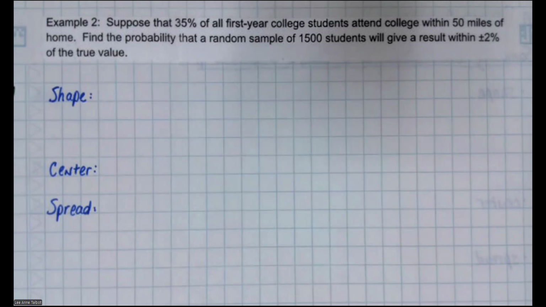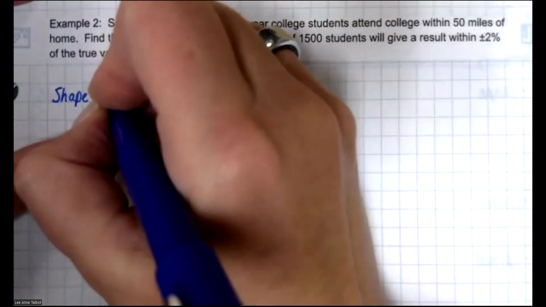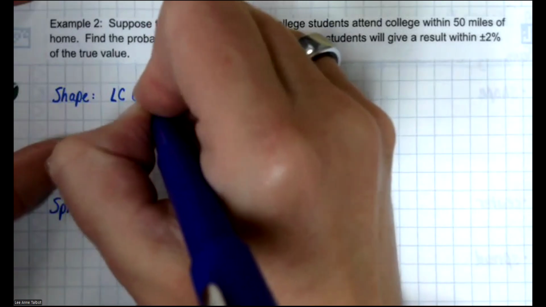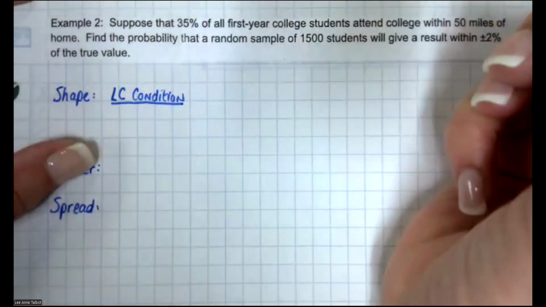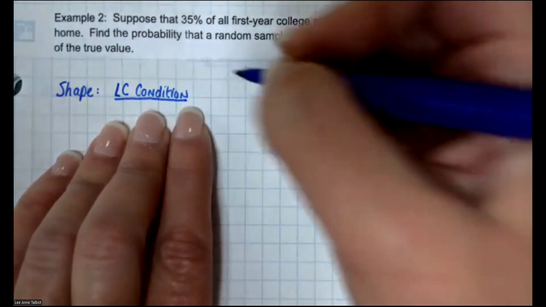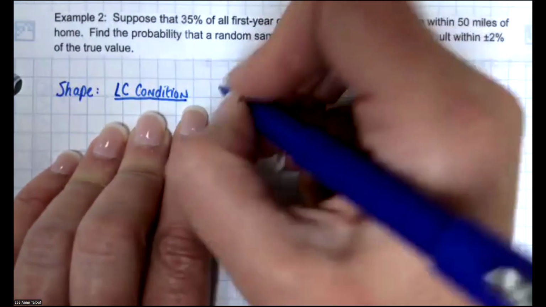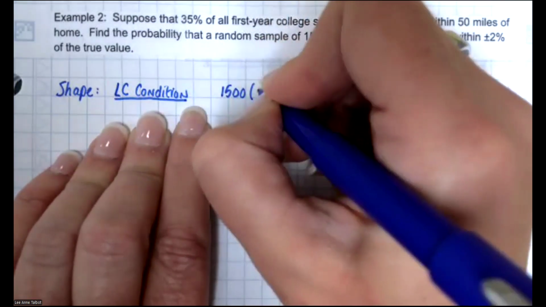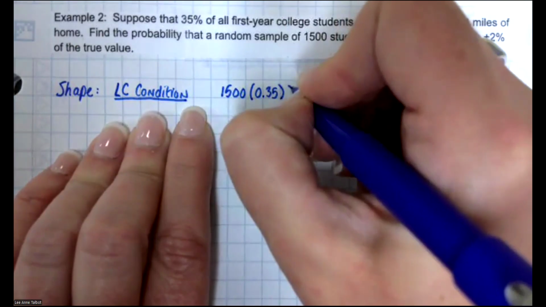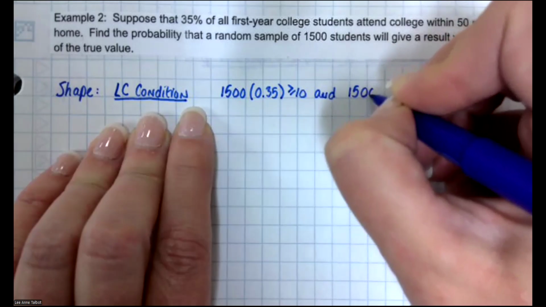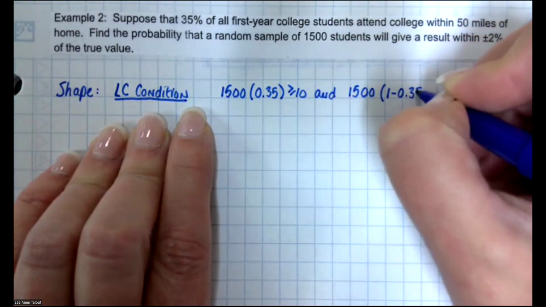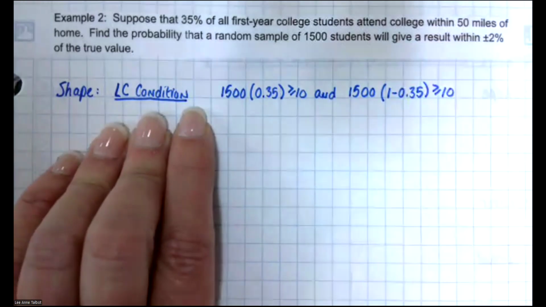This is what my mind would do. I would say, okay, shape. I have no graph. The only thing I can check is the large counts condition. I wouldn't even write this if I was doing a test, but because we're doing this together, I just want to. Okay. So n times p is greater than or equal to 10. And n times 1 minus p is greater than or equal to 10.